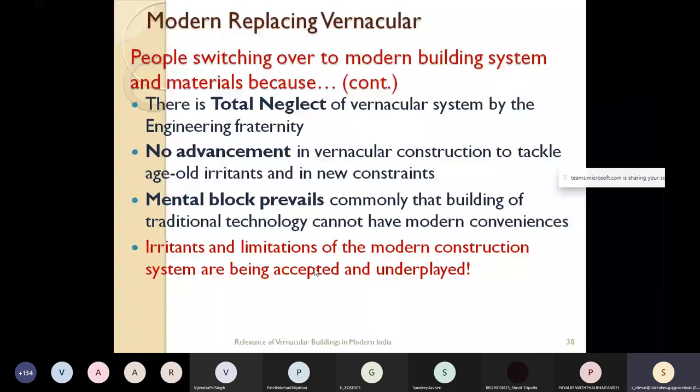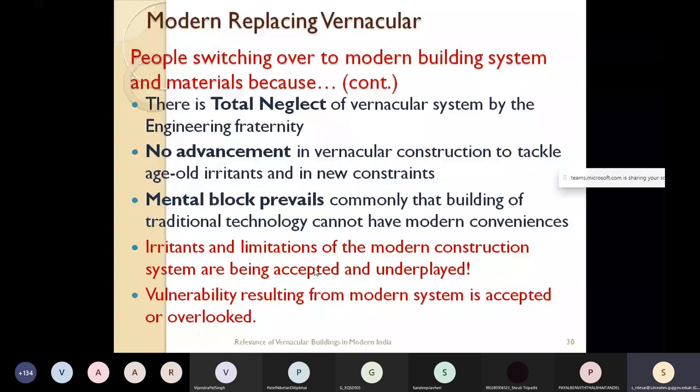All right. Vulnerability resulting from modern systems is accepted and overlooked. What is the vulnerability? In reinforced concrete, we engineers all know that if it's not done as per the IS code, if your coarse aggregates do not have the right gradation, if the sand doesn't have the right gradation, if the proportions are not right, if the water cement ratio is not right, what happens? Your slabs are not going to be waterproof. Your beams also will allow percolation. What happens then? Of course, your roofs leak.